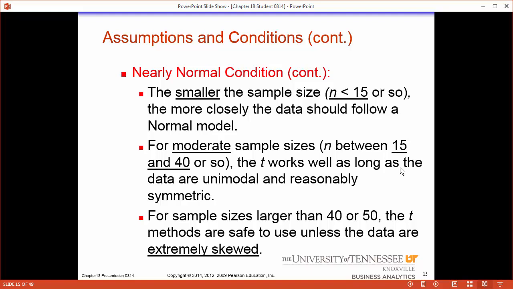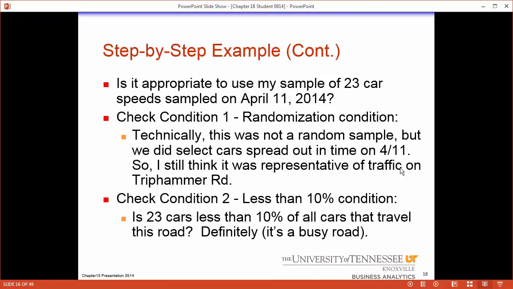For moderate sample sizes of 15 to 40 or so, it needs to look a little less normal, and it's not that it needs to, but it can look a little less normal. When we have large samples, it can be really skewed for 40 or 50. If you'll notice, this is the central limit theorem in practice. This allows us to use the normal techniques here.